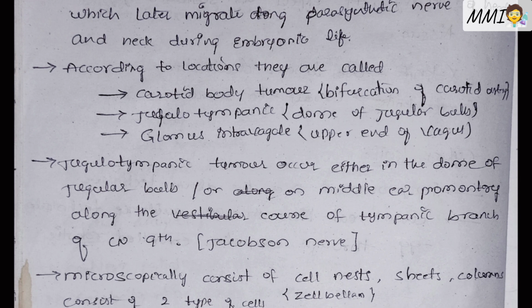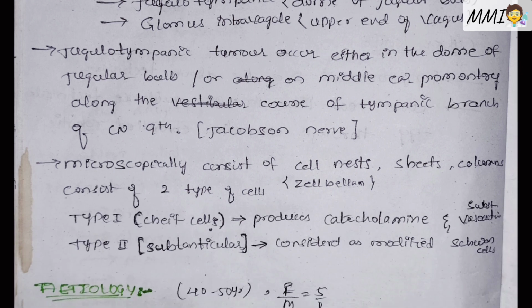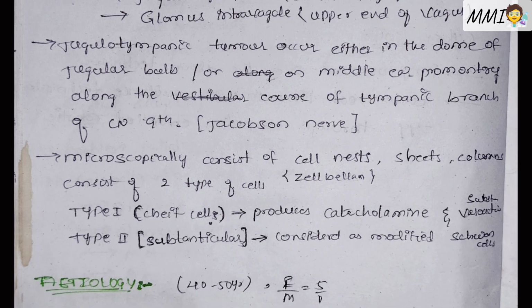According to the location, they are called carotid body tumor, which are present at bifurcation of carotid artery, jugulotympanic, dome of the jugular bulb, and glomus intervagal, upper end of the vagus. Based upon the site, they are divided into three types: carotid body, jugulotympanic, and glomus intervagal. Jugulotympanic tumor occurs either in the dome of the jugular bulb or in middle ear promontory along the course of tympanic branch of ninth cranial nerve, that is Jacobson nerve.